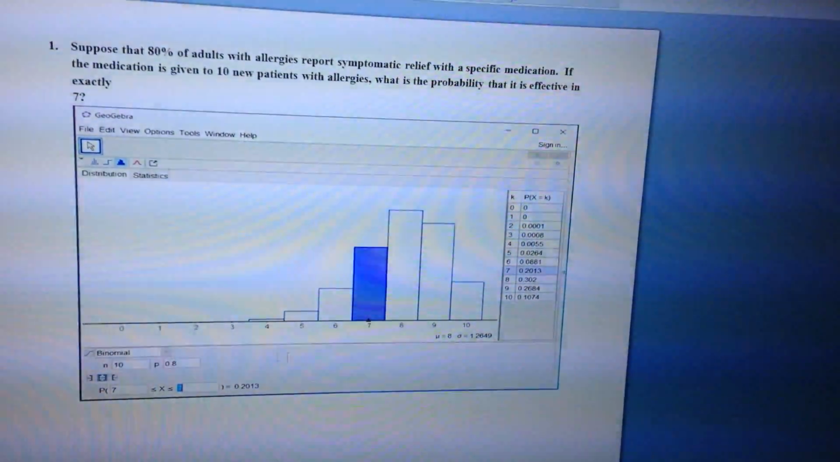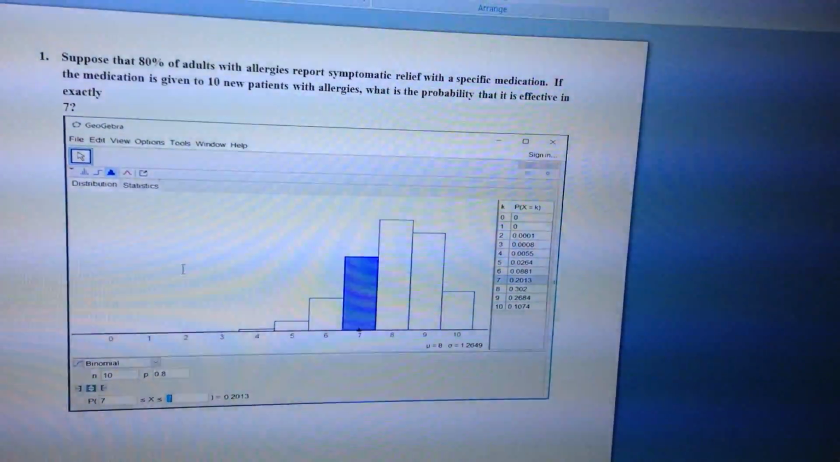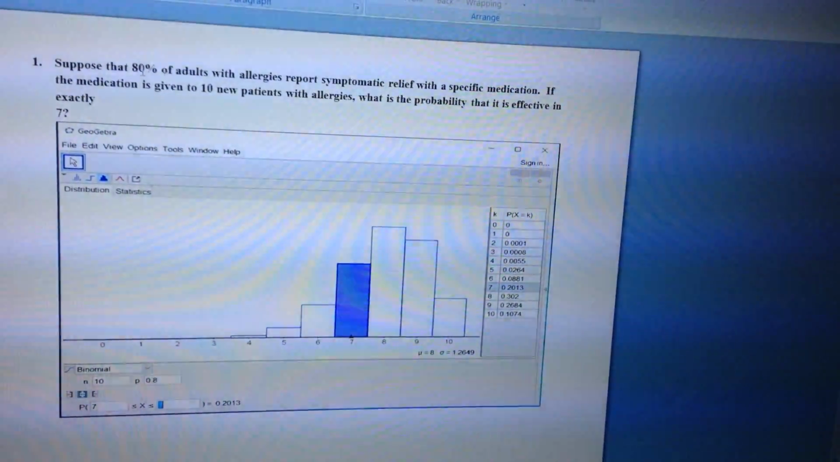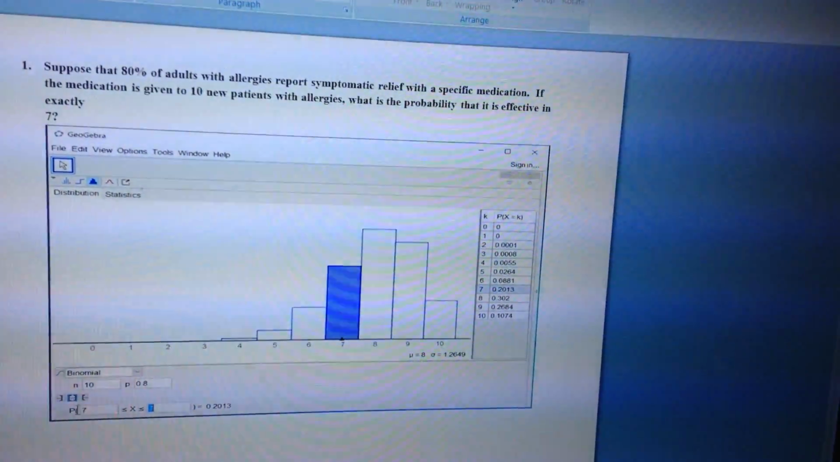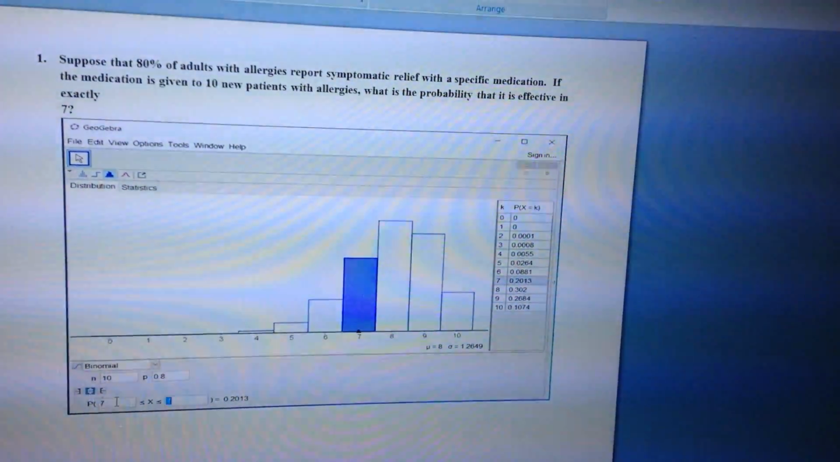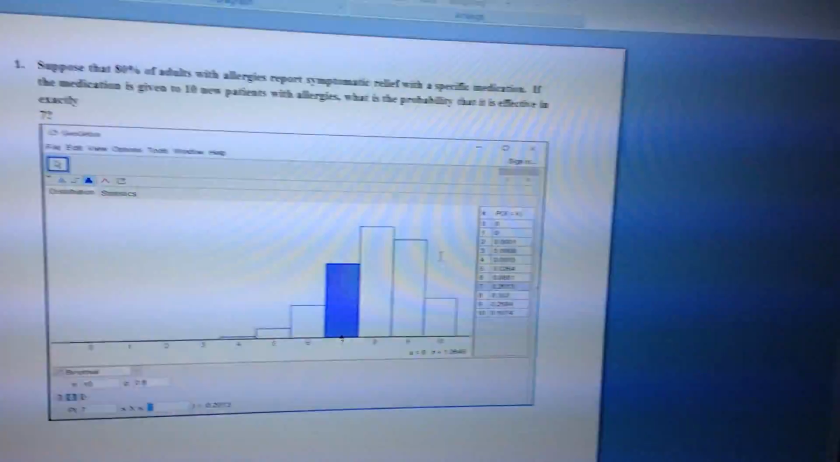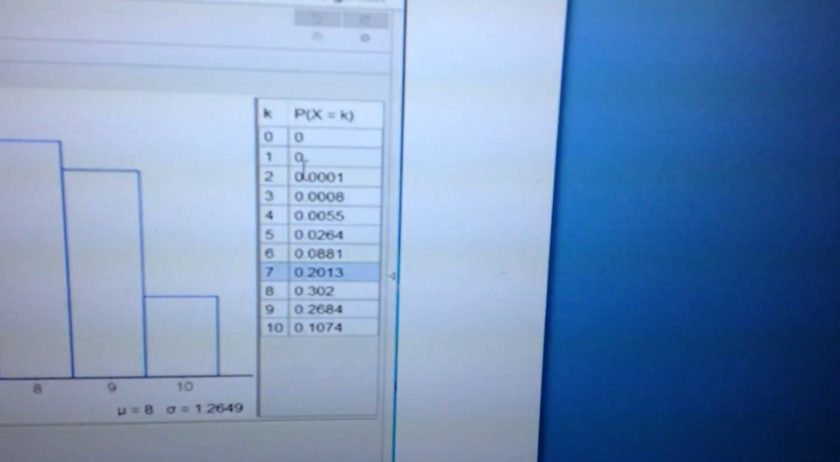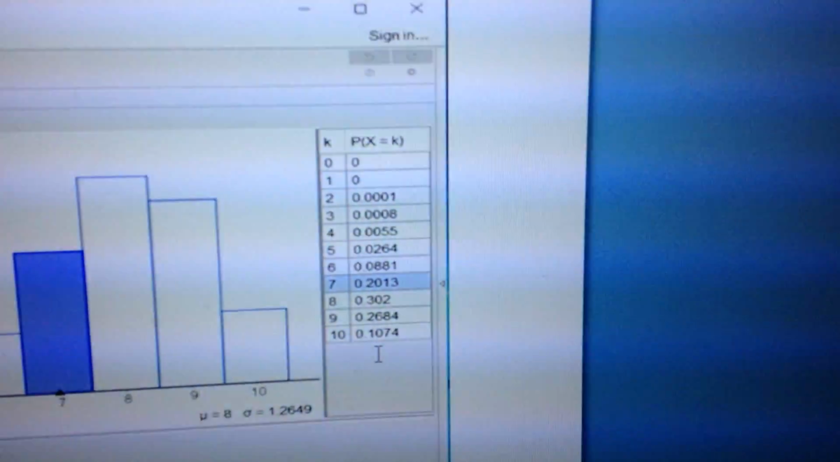It's a binomial distribution. Our n is 10, so it's 10 new patients. Our probability is 0.8, it's our 80%. We want to know what's our probability of getting 7, so we put that in down here at the bottom. Probability of 7 is going to be 0.2013. And I love how GeoGebra puts all the different values for the different possibilities so that you could figure any of those if you wanted to as well.